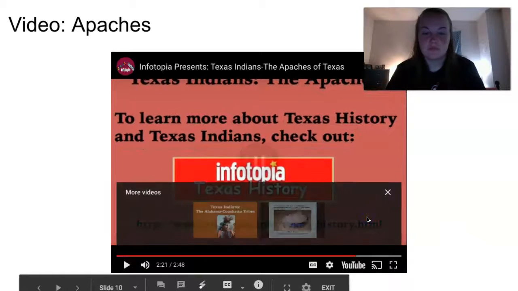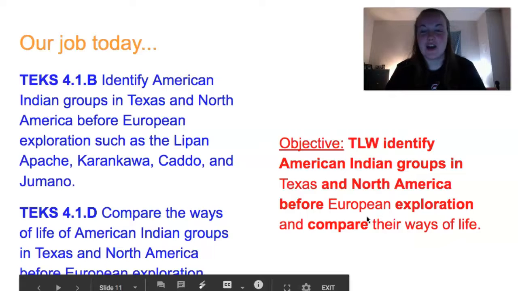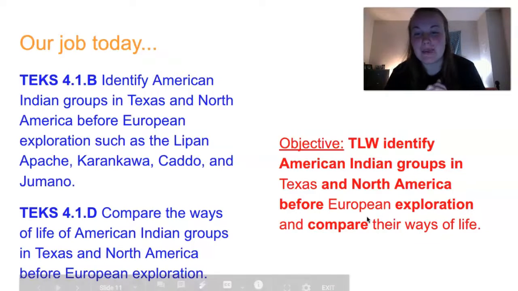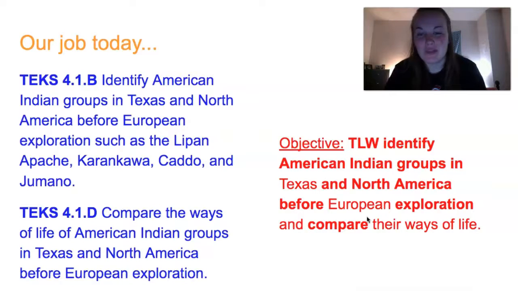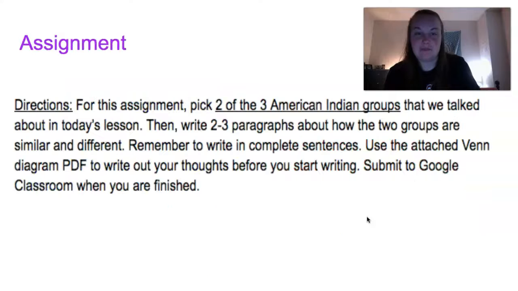All right. So our job today was to identify American Indian groups in Texas and North America before European exploration and compare their ways of life through our grid worksheet, and learning about three new groups. We have been able to achieve our objective for today.